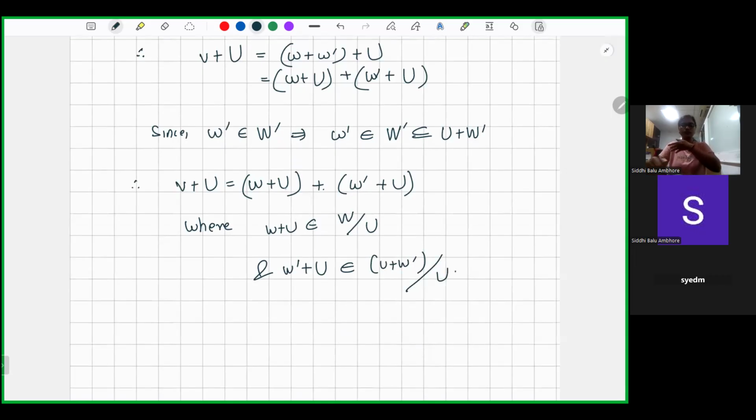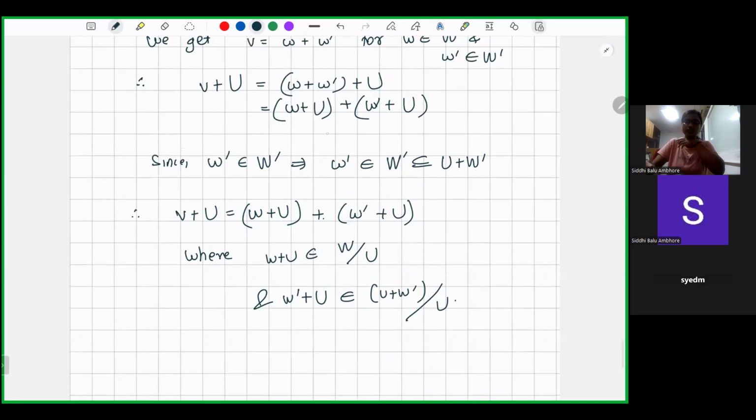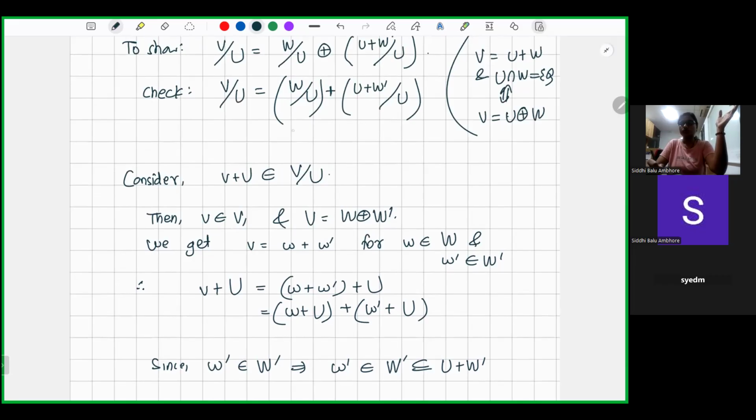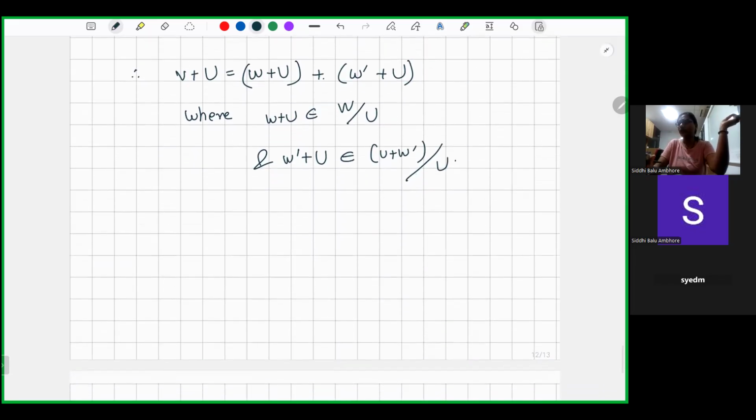Is this okay? This we are getting directly from the given condition, and we just have to see that, to make the quotient make sense, we added this U. So this W dash is not only an element of W dash, but it is also an element of U plus W dash. That's what we noted here. And so any element here can be written as an addition of these two quotient subspaces. Now the intersection part.